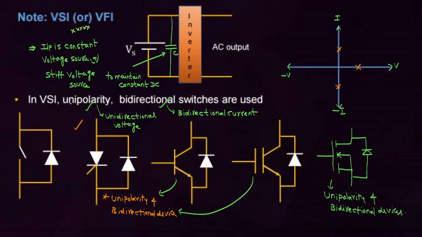But the point to remember is that in VSI, unipolarity bidirectional switches are used. For the given switches, you have to draw the ideal characteristics. The switches which satisfy the unipolarity bidirectional characteristic are the ones used for the VSI.